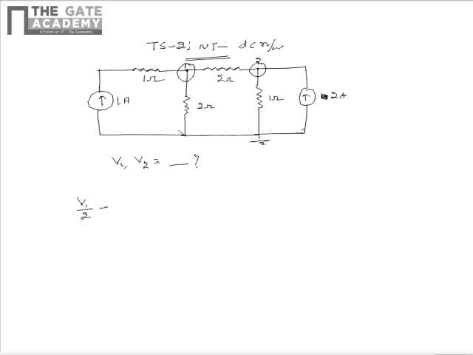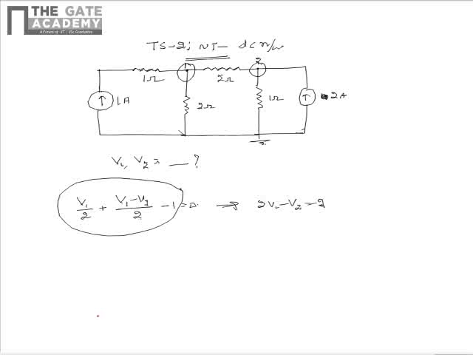V1 by 2 plus V1 minus V2 by 2 minus 1 is equal to 0. That is, by calculating the currents through each of the branches and by using the KCL theorem, we can write that V1 by 2 plus V1 minus V2 by 2 minus 1 is equal to 0. This upon simplification becomes 2V1 minus V2 is equal to 2.